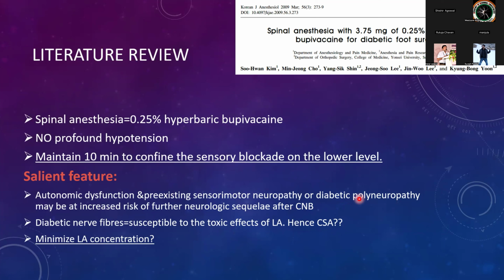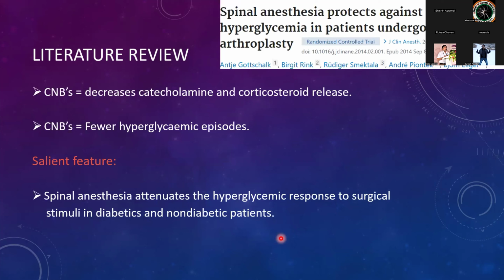So they wanted to create a balance, where using a lower concentration of drug helped such patients undergo the surgery while at the same time reducing the toxic effects of local anesthetic agents. This was another study which showed that central neuraxial blockade decreased catecholamine and steroid release. That helped in attenuating the stress response to surgery, so there were fewer hyperglycemic episodes in both diabetic and non-diabetic patients.